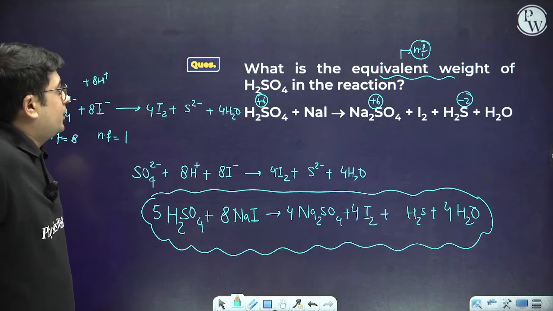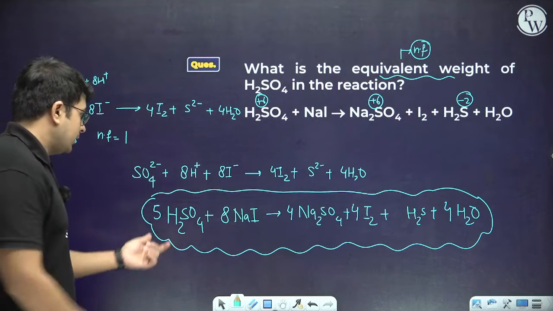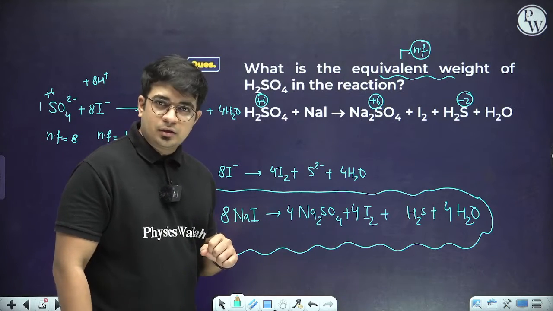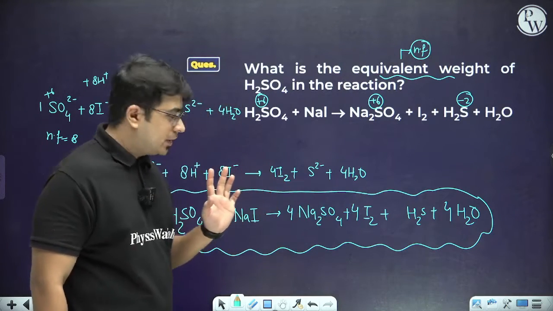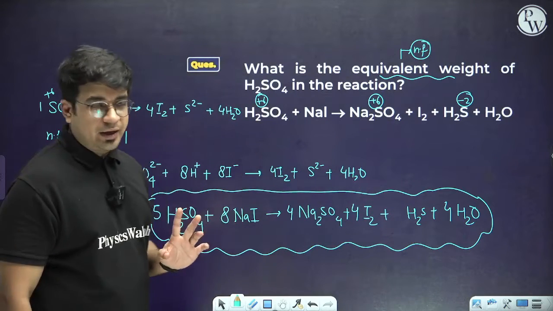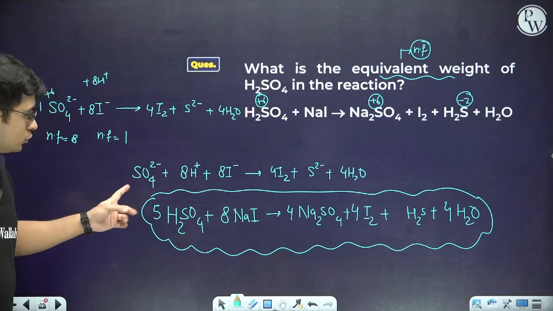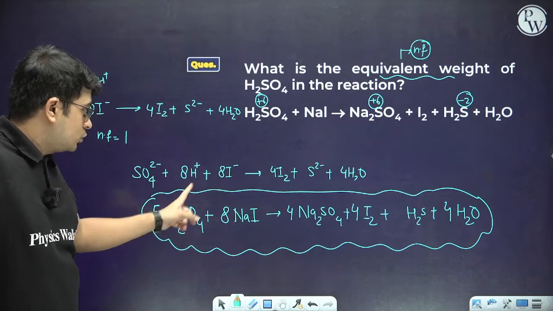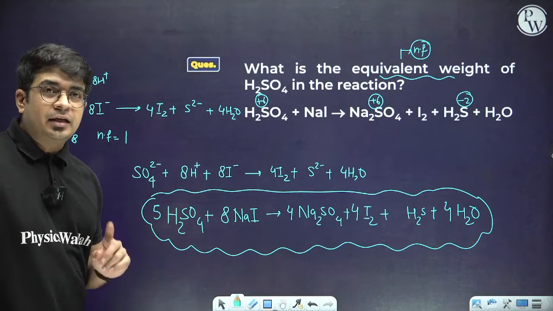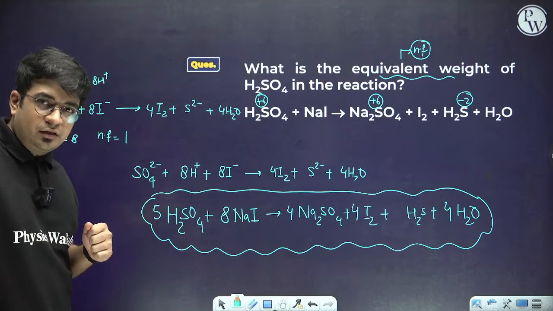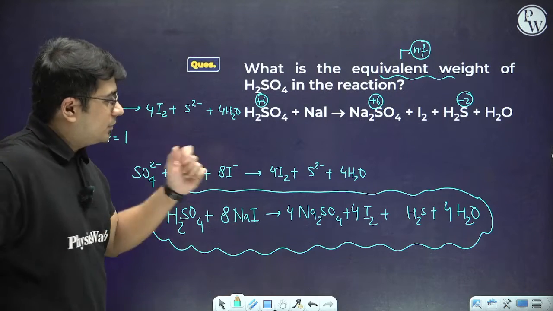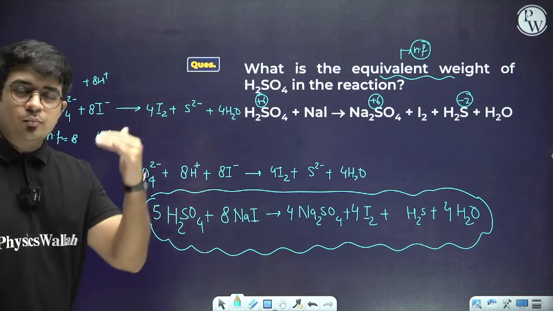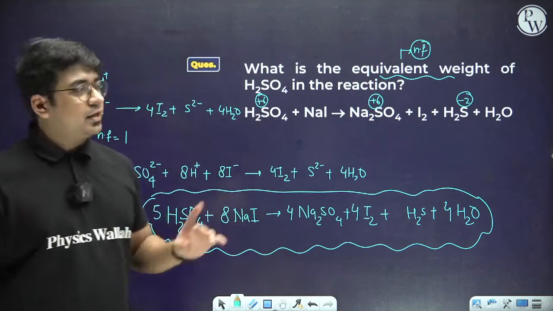Now what is the equivalent weight of H2SO4 in this reaction? First of all, among these 5 H2SO4, 4 are converting into SO4 2 negative, the same part, but only one is converting into H2S. So in this case, you know how to calculate, only the change in one. So plus 6 to minus 2, a change of 8. 8 divided by how many moles are there in total? 5 moles, so 8 by 5. So 8 by 5 will be the n factor in this particular case. So the equivalent weight of H2SO4 will be molar mass divided by 8 by 5. So that's how you can solve this entire equation.